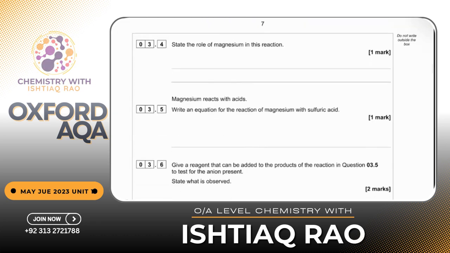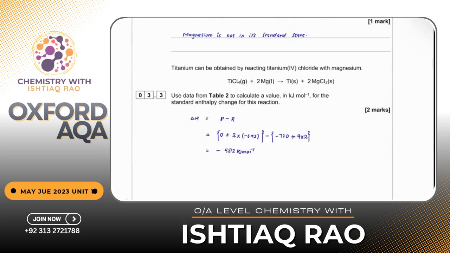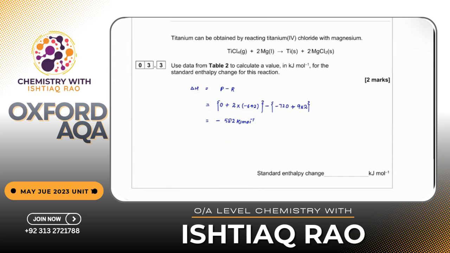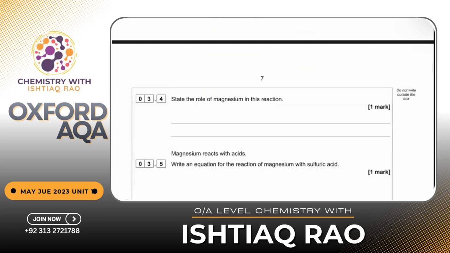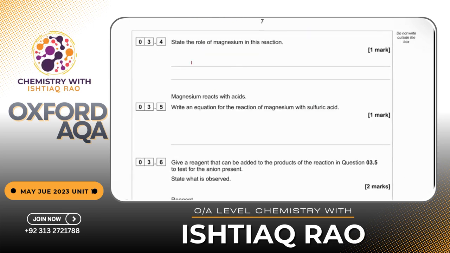State the role of magnesium in this reaction. This is 0, this is plus 2. So it's changing from 0 to plus 2. It's getting oxidized, so it's a reducing agent. What's the definition of reducing agent? The substance which reduces others and oxidizes itself. So it oxidizes itself. That's why it's a reducing agent.